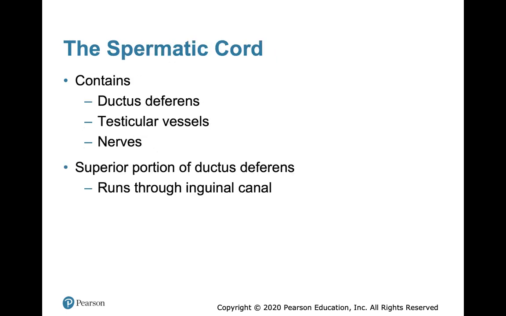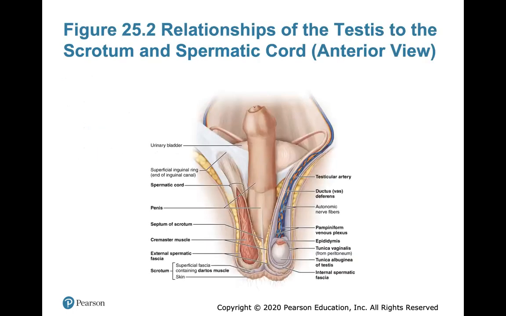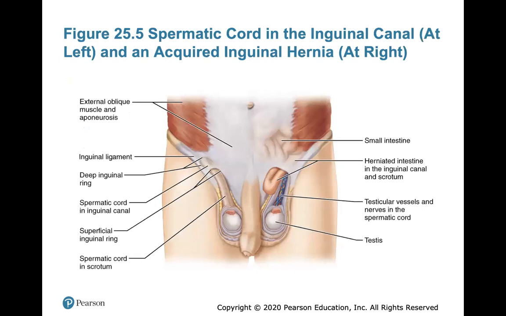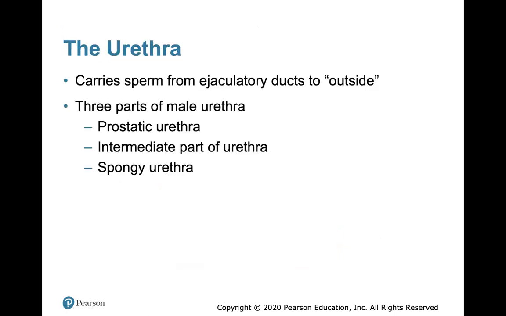So you can see then the spermatic cord will contain different vessels, nerves, and the ductus deferens. And again, you can see those there. And this shows the inguinal canal at the left and an acquired inguinal hernia at the right. So this shows a part of the small intestine pushing through this inguinal canal.